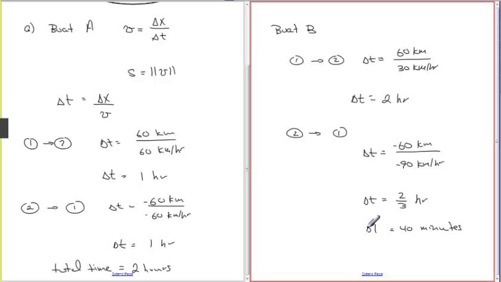And so the second boat will arrive 40 minutes later than the first boat, because the total time for boat B is 2 hours, which is the time it took to go from one side to the other, plus 40 minutes, which is the time it took to go back. And so that's 2 hours, 40 minutes.